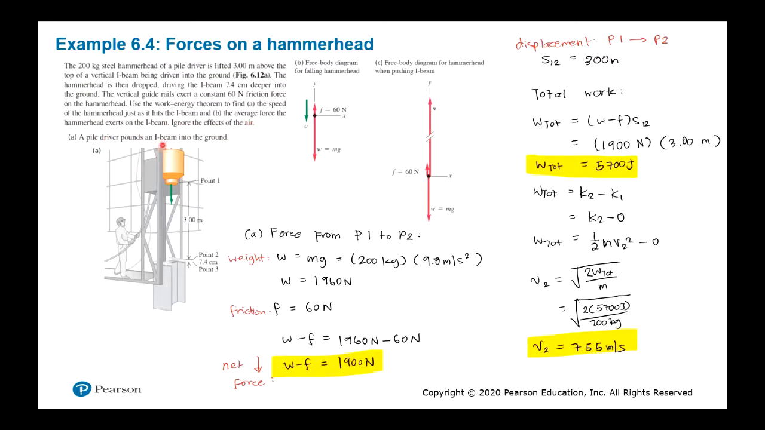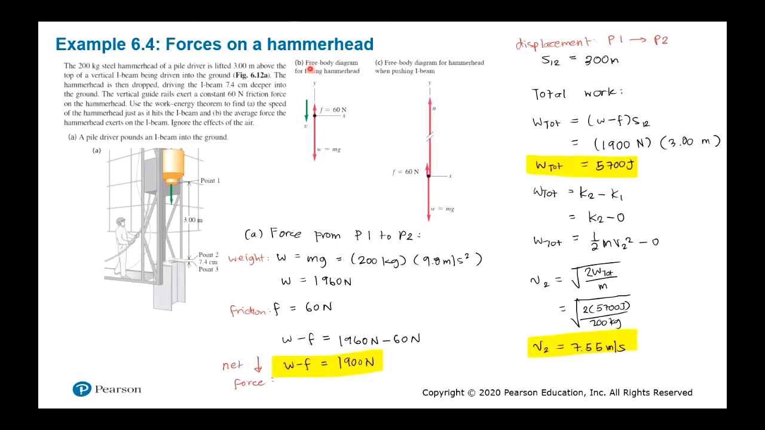Okay, so first, of course, is to imagine the situation. This is our I-beam. This is your hammerhead. And it goes through 3 points. Point one is its initial point. Point two is the moment it hits the I-beam. And then point three is after the point of contact, where the I-beam becomes lower by 7.4 centimeters.